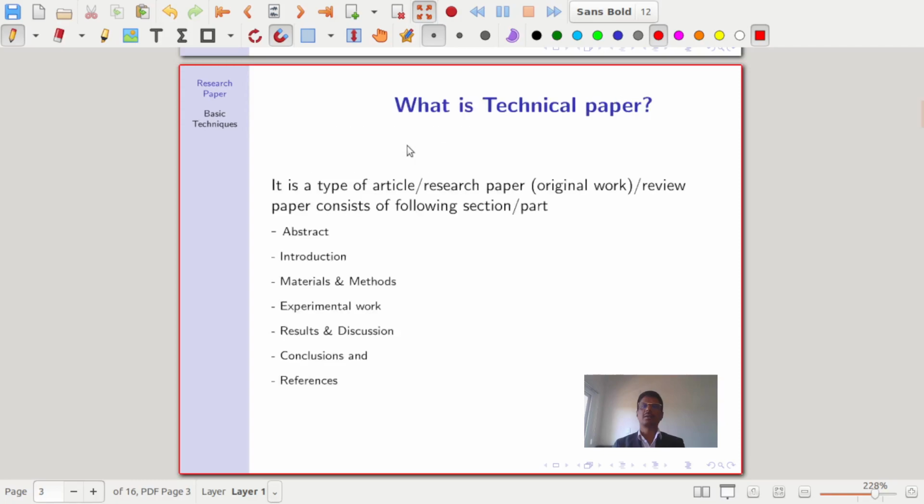What is a research paper? What is a technical paper? It is a type of article, research paper, or even review paper which consists of these sections. The sections include abstract, introduction, materials and methodology, what kind of experimental work you have carried out, results and discussion, conclusion and references. The main important sections are introduction, methods, work, results and conclusion.